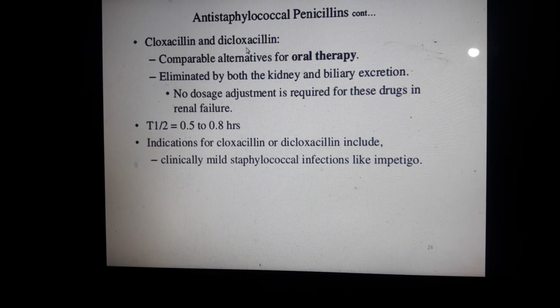Next, we have cloxacillin and dicloxacillin, comparable alternatives for oral therapy. That's why we have cloxacillin, mostly as a 500 milligram capsule. So the most uncommon is cloxacillin.